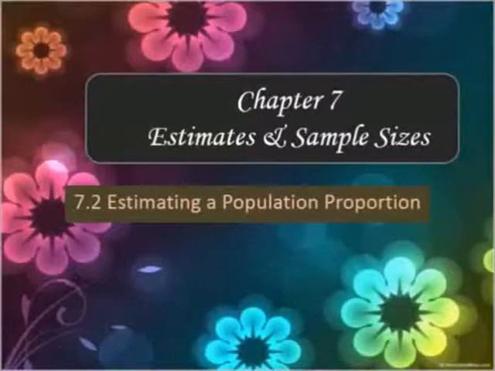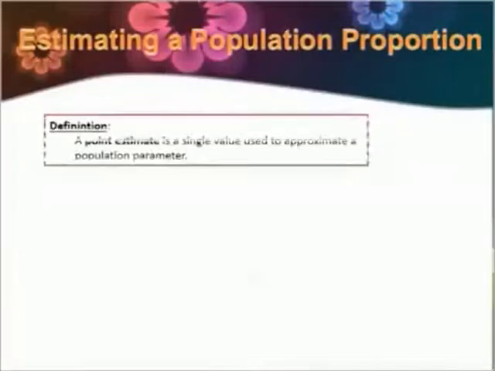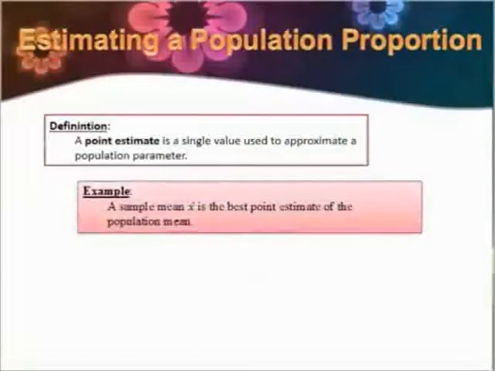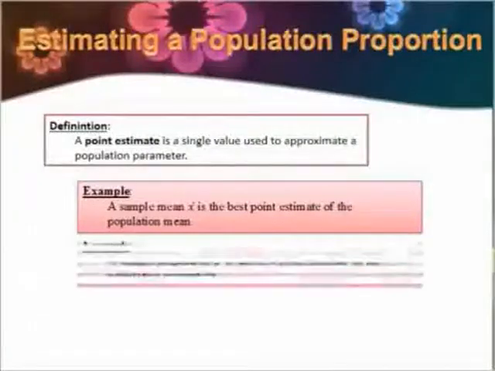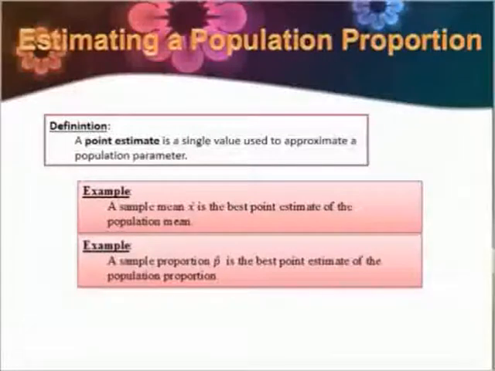and what we'll be doing in 7.2 is developing methods to determine how good an estimate that sample proportion is to the population proportion. So to start out, a definition. A point estimate is a single value used to approximate a population parameter. So for example, if we wanted to estimate the population mean, then a sample mean, x bar, is the best point estimate of the population mean. Similarly, a sample proportion is the best point estimate of the population proportion.